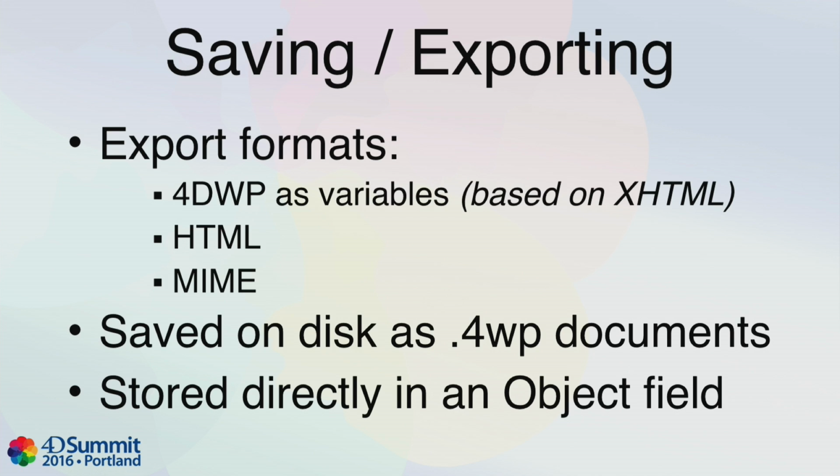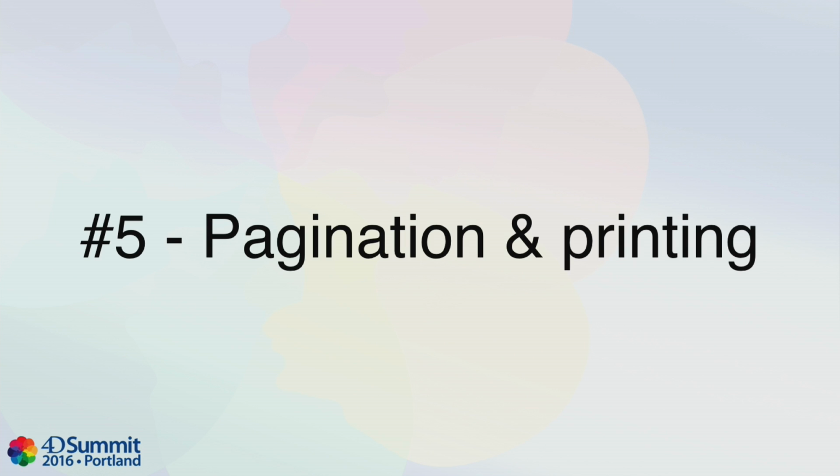It's possible to export the 4D Write Pro document in HTML format in order to open it in a browser. And it's possible to export in MIME HTML format, which is the standard format for exchanging emails. So it's possible to send an email with a 4D Write Pro document. It's also possible to save your 4D Write Pro document on disk, and it's possible to store directly a 4D Write Pro document in an object field, as Roland showed us this morning. And we will tell you more later. Yeah, a couple of examples. So what about pagination and printing?